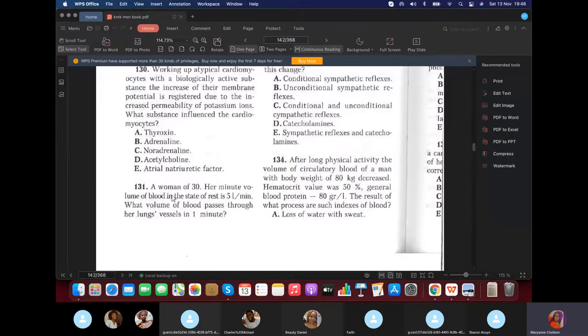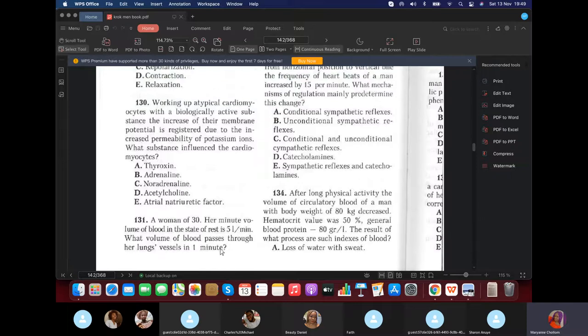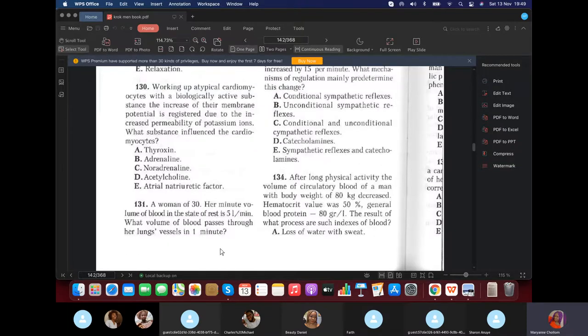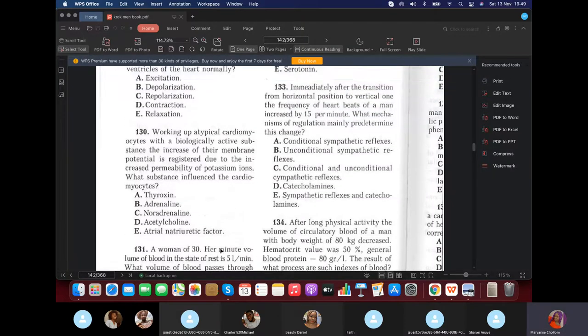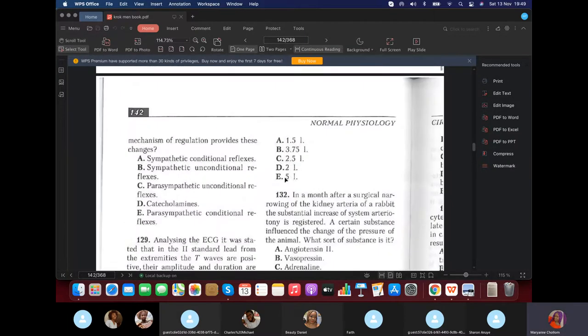So then they said that a woman of 30, the minute volume of blood in the state of rest is 5 liters per minute. What volume of blood passed through the lung? So of course it will be the same, because the same blood that is going to the systemic circulation is the same as going to the pulmonary circulation, because they're all connected. So that's why it will still be 5 liters.